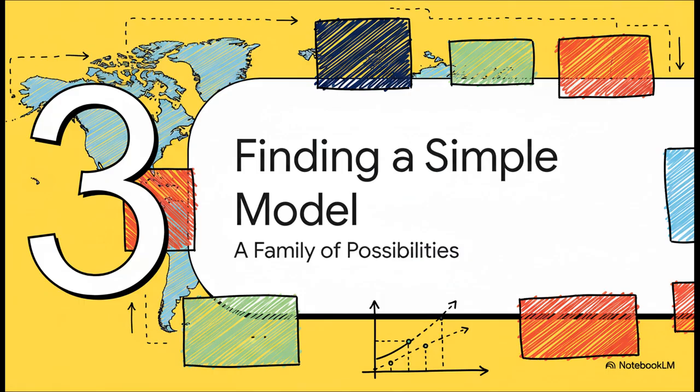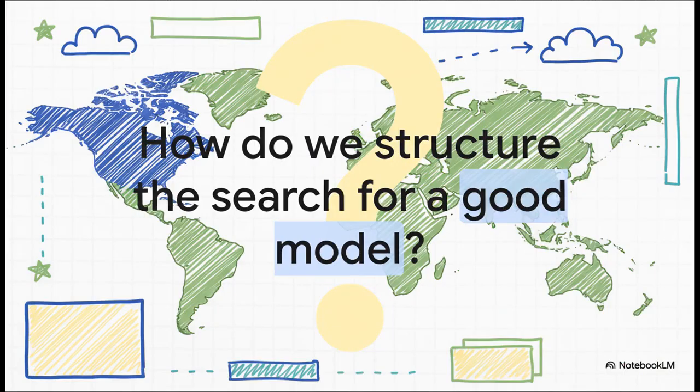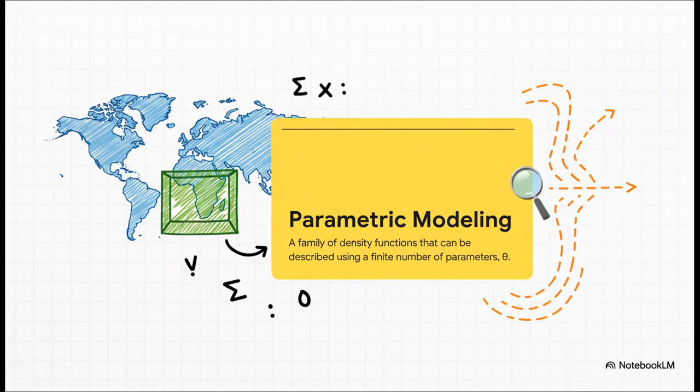We need a structured way to search for the right one. And this, right here, is the core problem. You can't just tell a computer, find the best box. It wouldn't know where to start. We need to give it a much more systematic way to search than just trying random rectangles all over the globe. The solution here is something called parametric modeling.